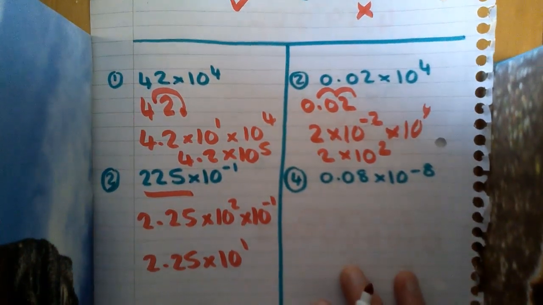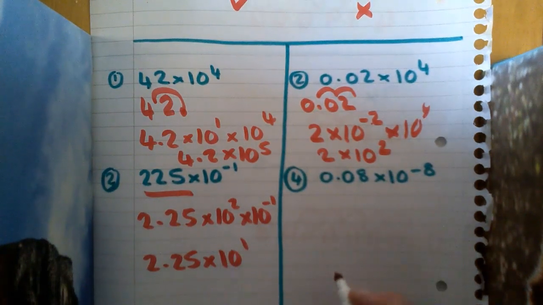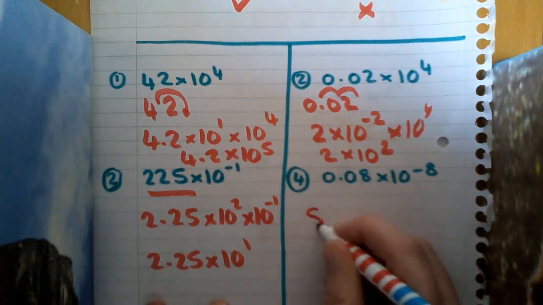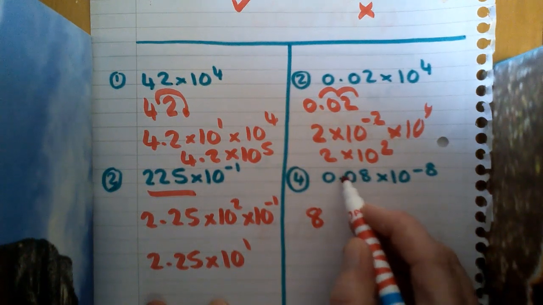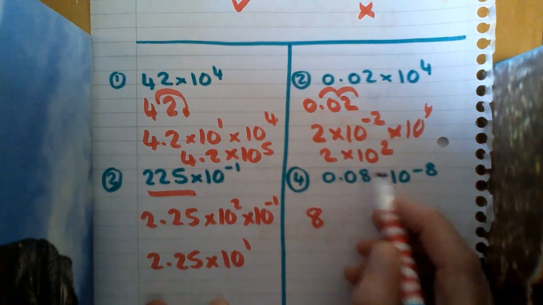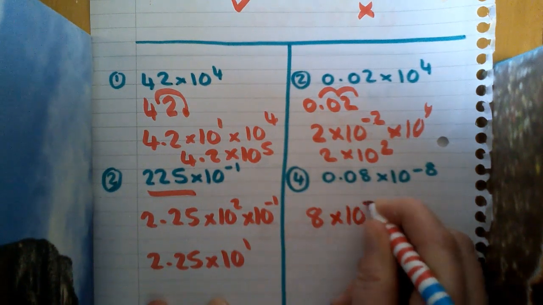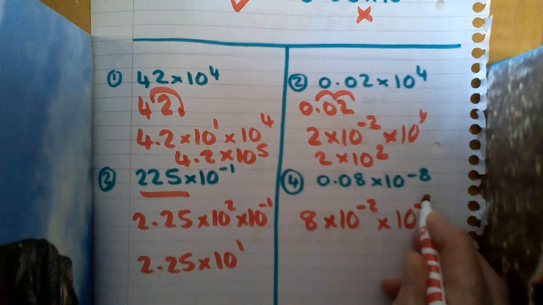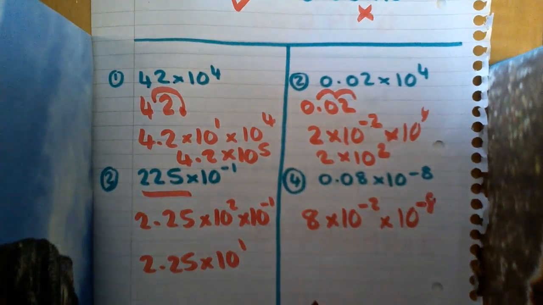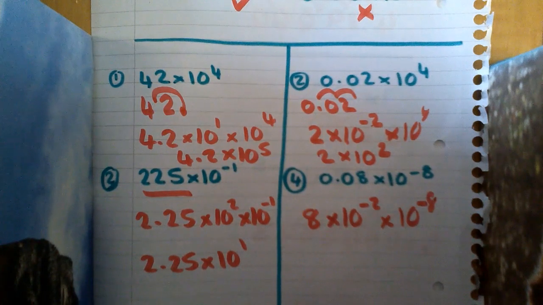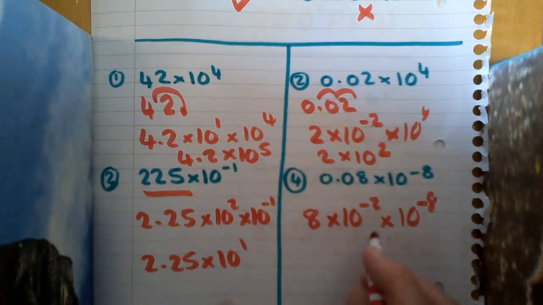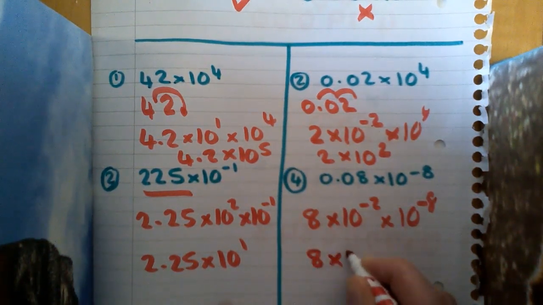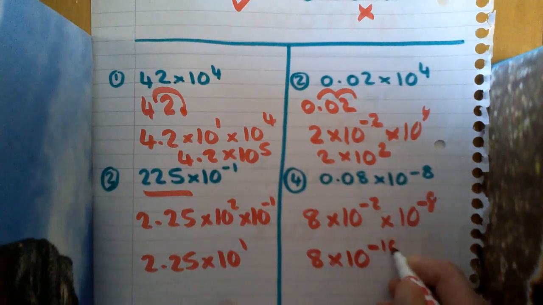Okay, and the last one, let's look at this one. We've got 0.08, so I want this to be 8. So again, we go 1, 2, so that's times 10 to the minus 2, times by 10 to the minus 8. Okay, we have to be really careful with negative signs. So minus 2 add minus 8 gives me minus 10. So 8 times by 10 to the minus 10.